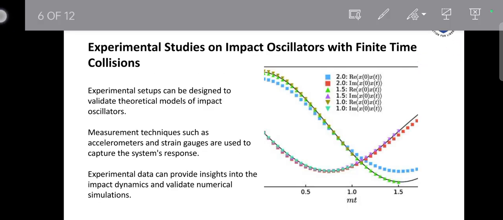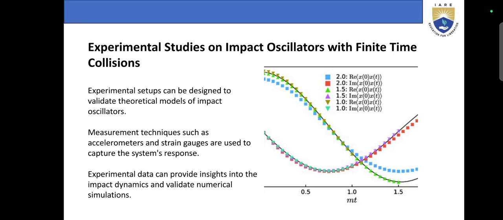Experimental studies on impact oscillators with finite time collisions. Experimental setups can be designed to validate theoretical models of impact oscillators. Measurement techniques such as accelerometers and strain gauges are used to capture the system's responses. Experimental data can provide insights into the impact dynamics and validate numerical simulations. Here we see the graph with 0.5, 1.0, 1.5 meters, showing that experimental data can provide insights into the dynamics and numerical simulations.